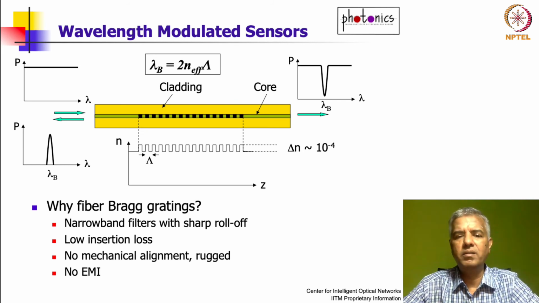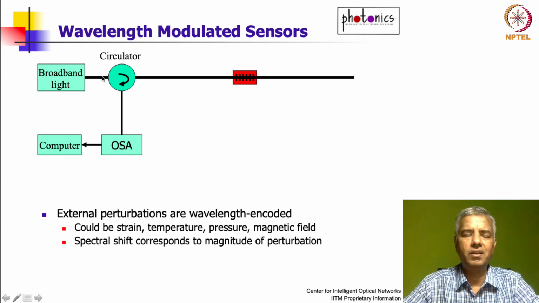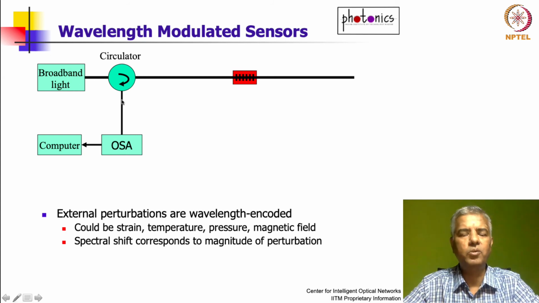There's no alignment required, and more importantly, from a sensing perspective, there is negligible electromagnetic interference for this type of activity. So how can this work like a wavelength modulated sensor? To understand this, let's consider this schematic. You have broadband light going through a device called a circulator. A circulator directs light from port 1 to port 2, but any light coming from port 2 won't go back to port 1, instead it will go to another port, which is port 3.